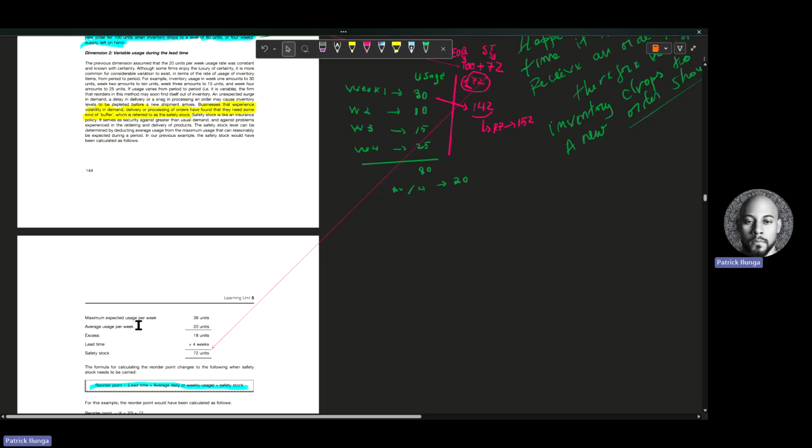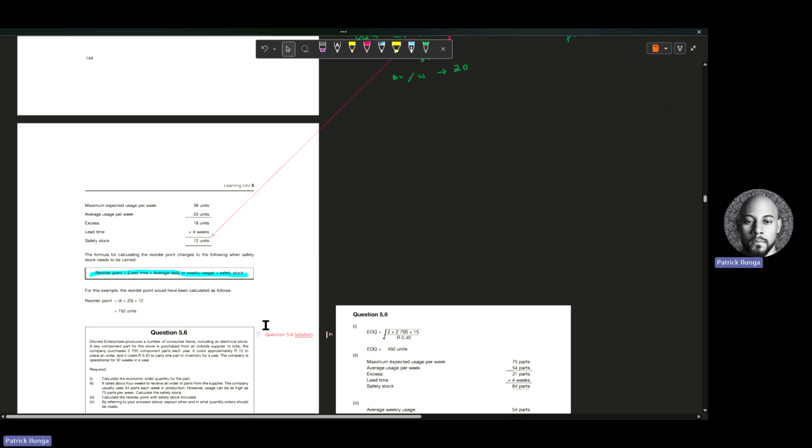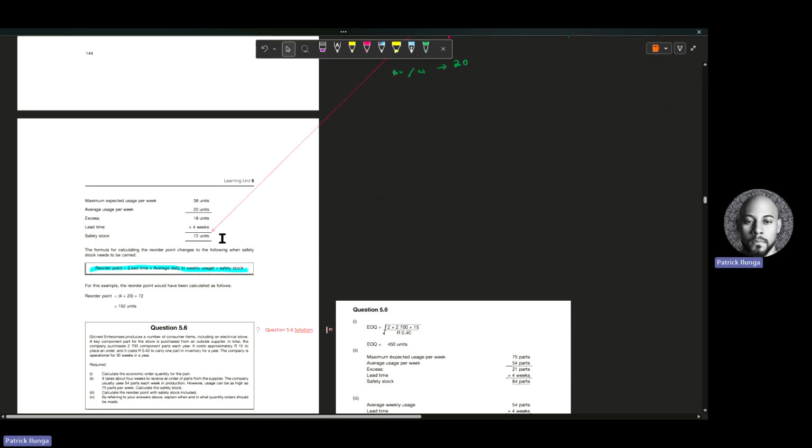To calculate the safety stock, you take the maximum expected usage per week, which is 38, minus the average usage per week, which is 20. So 38 is way above 20, about 18 units in excess. Let's say, for example, that in all 4 weeks we have 18 units in excess. So we will need a safety stock of 18 units times 4 weeks. So the total safety stock will be 72 units.